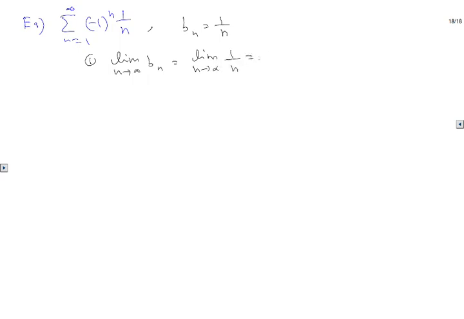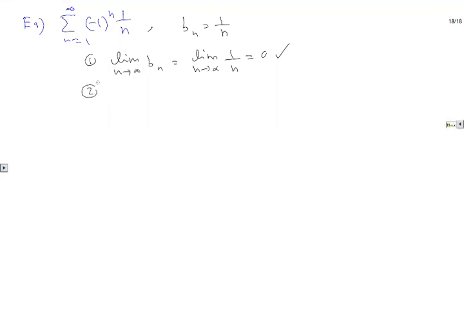So the series is sigma n going from 1 to infinity, negative 1 to the n, 1 over n. In this case you can see bn is simply 1 over n, so this is an easy one. So let's take the two conditions. The limit as n goes to infinity of bn, which is the limit as n goes to infinity of 1 over n, is 0. So the first test passed.